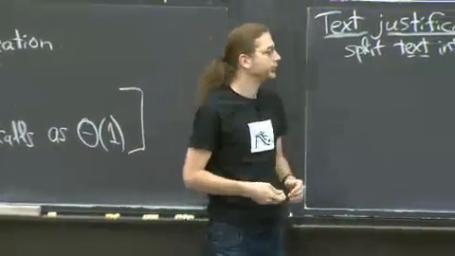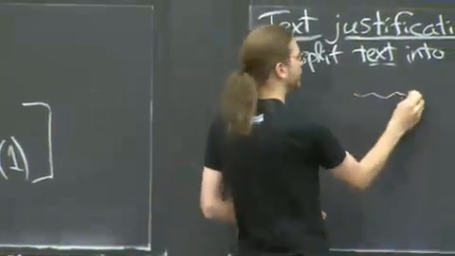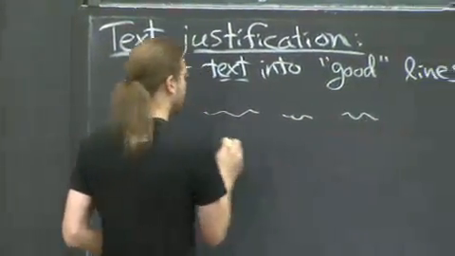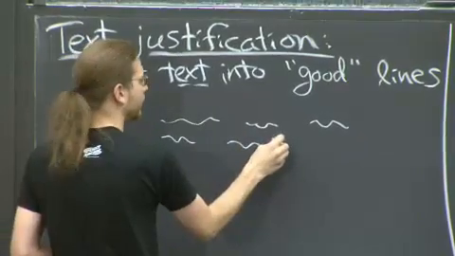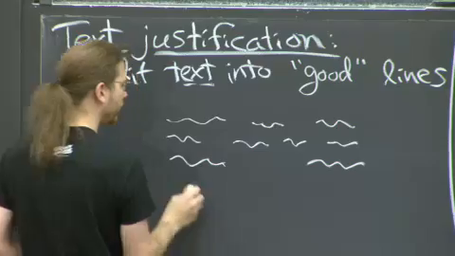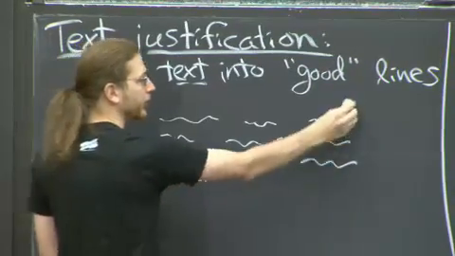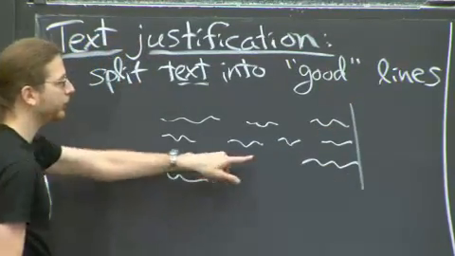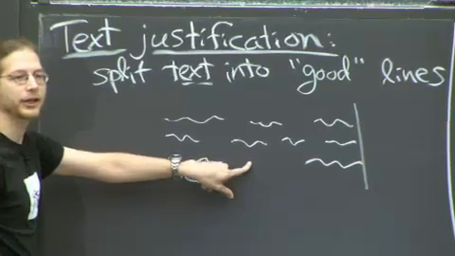And we want to write some text. We can have some spaces in it. Then there's a new line, something like that. We want to justify our text on the right here. And so we'd like to avoid big gaps like this, because they look ugly. They're hard to read.